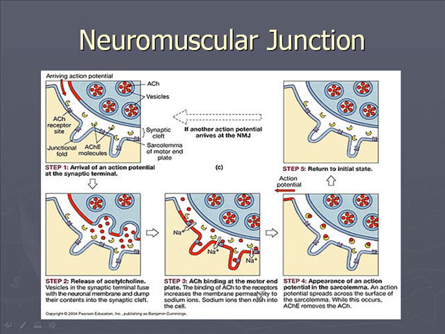We'll see acetylcholine will bind at a portion referred to as the motor end plate. Again, that's the muscle side of the connection between the nerve and the muscle. And then we'll see the appearance of the action potential at the contractile unit, the sarcolemma. The action potential then spreads across the surface of the sarcolemma. That's when the acetylcholine is released.